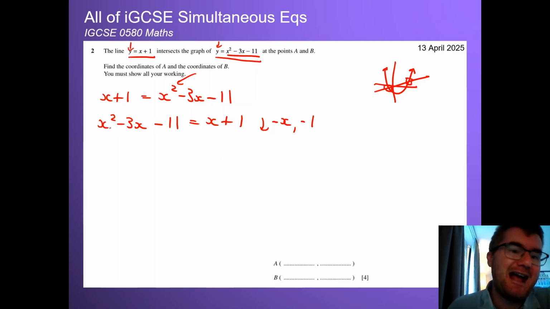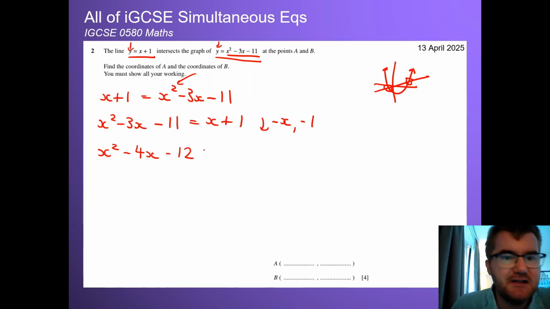So what effect does that have? Well, x squared doesn't change because it's not an x, it's not a number. Minus 3x minus x is minus 4x. Minus 11 minus 1 is minus 12. Be careful with negative numbers. And that's equal to 0.